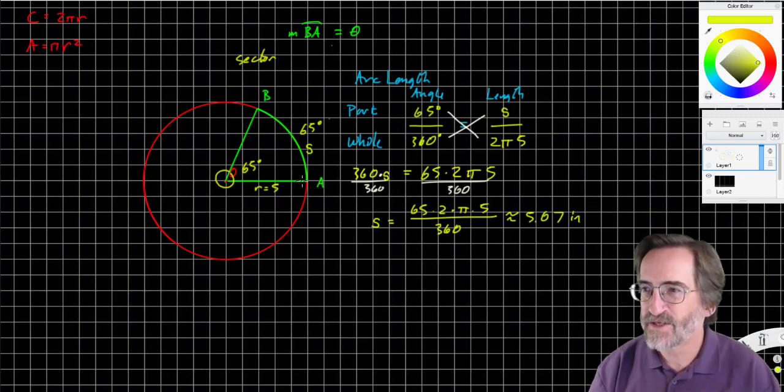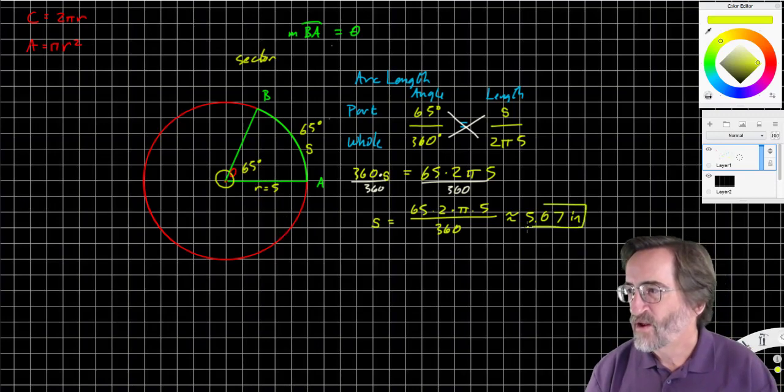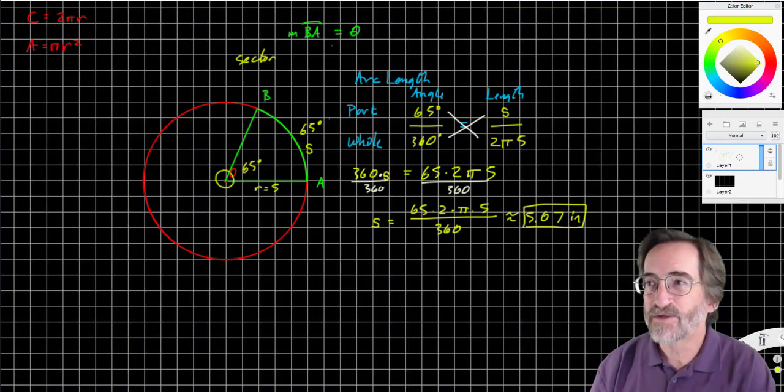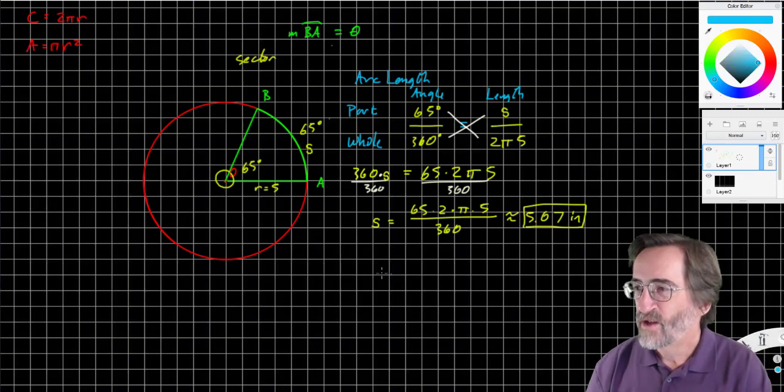And it makes sense. What we're saying is this arc length is a little bit longer than the radius. And it does appear to be about that. Okay? All right, so that's arc length. Now let's do area, right? Area. So use the same idea to do it here.